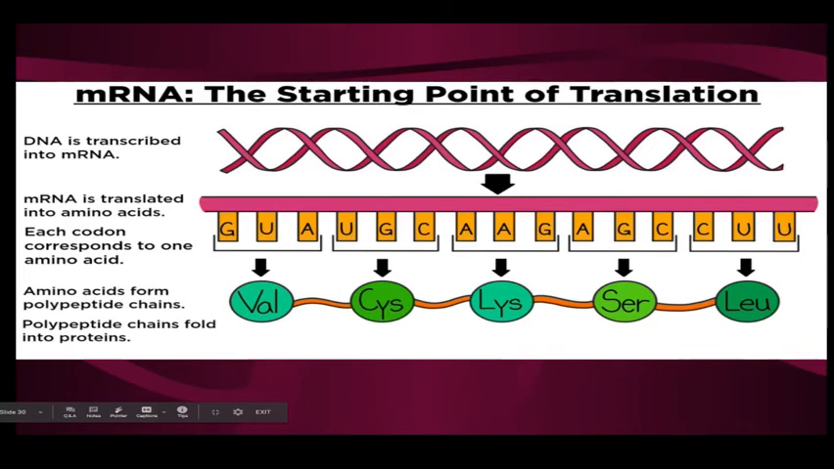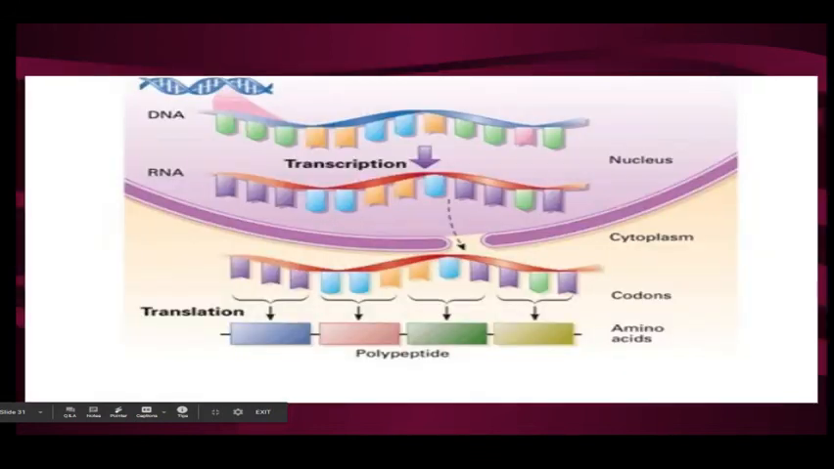So this is just showing the stages where we have DNA being transcribed into mRNA, mRNA translated into amino acids, where each codon specifies one amino acid. Here again, same thing, just in another sort of a diagram.